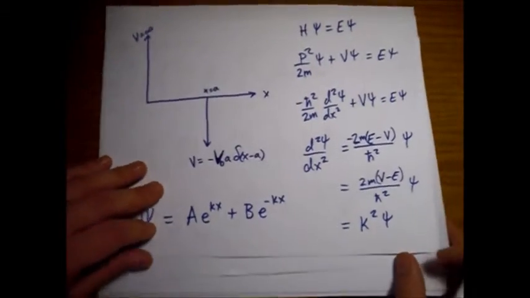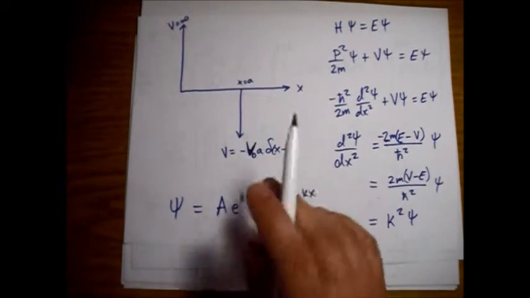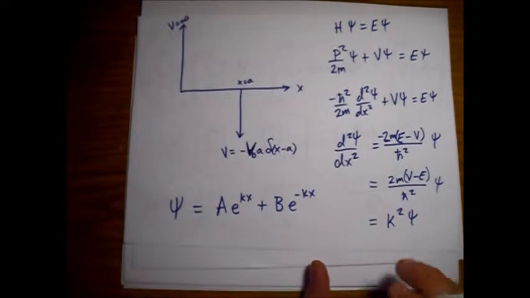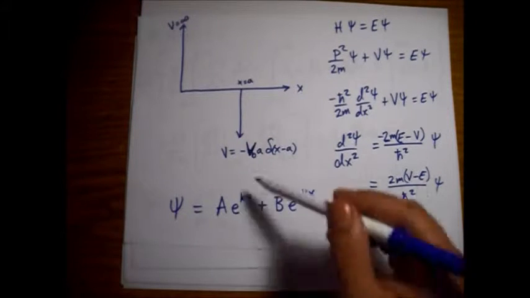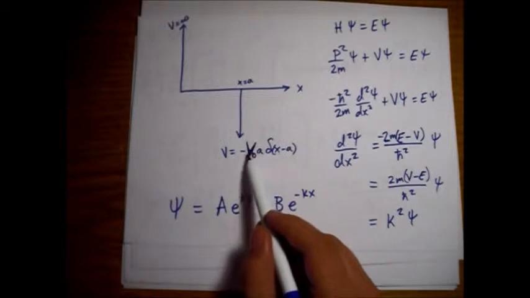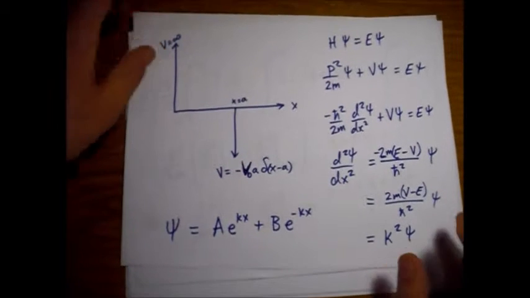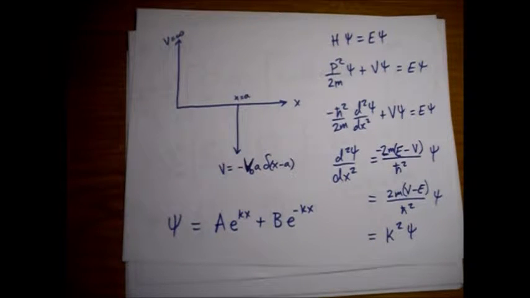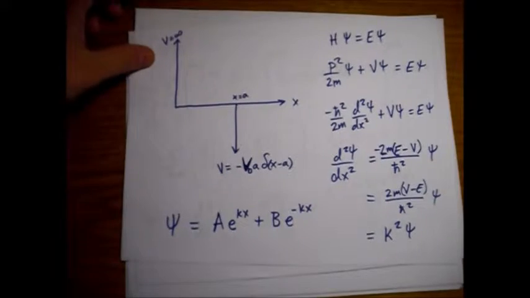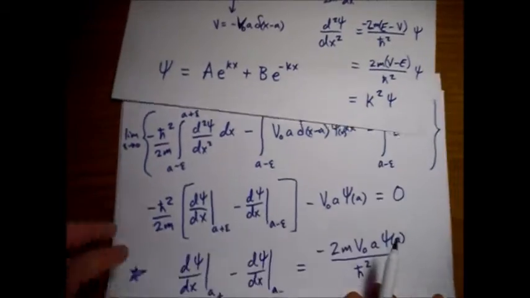Our end goal here is to solve for the energy of a bound state, and also, what was it? Oh yeah, what is the minimum value of this V naught right here, which will give us a bound state. So if this delta function potential isn't strong enough, then it won't hold a bound state.